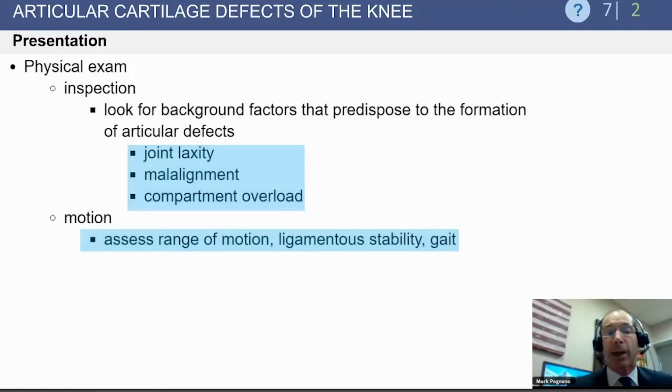So you need to look at alignment of the extremity, laxity of the joint, so cruciate ligament and collateral ligament integrity, integrity of the meniscus, and whether there's compartment overload. So all of those different aspects, both statically and dynamically. So look at what happens with the patient through the gait cycle as well.